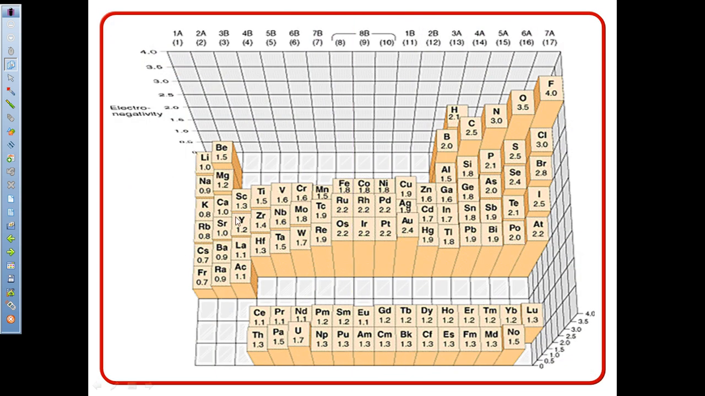Alright, so here you can see some values. They measure it on a 4.0 scale. So look at francium. Definitely willing to give away its electrons. Not very electronegative whatsoever. Look here: 4.0, the highest on the periodic table. So these are how we measure their electronegativities.